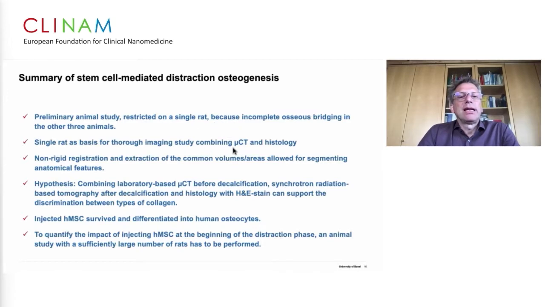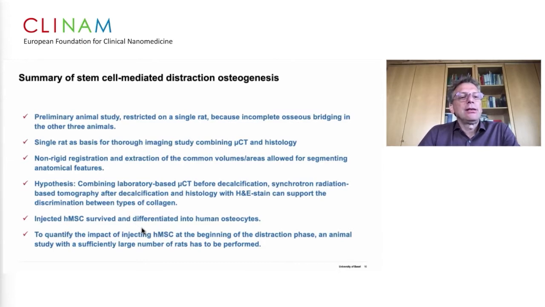And I believe I was able to show you that it is worth combining microcomputed tomography, a 3-dimensional method, with histology, which is mainly a 2-dimensional method. For sure, we can make serial sections and get a 3D representation out of it. Non-rigid registration and the extraction of common volumes, the common areas in 2D, allow for segmenting anatomical features. And we hypothesize here that combining laboratory-based micro-CT before decalcification, synchrotron radiation-based tomography after decalcification, and histology with HE stain can support the discrimination between the types of collagen.